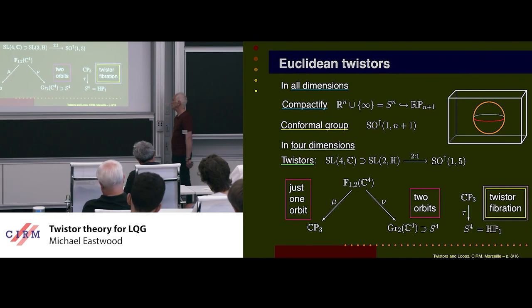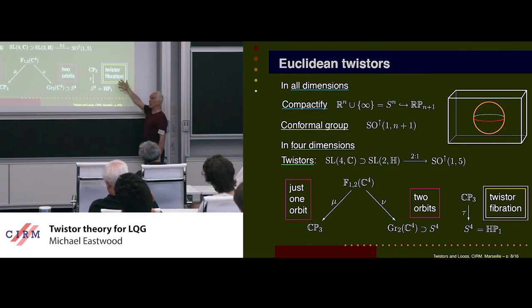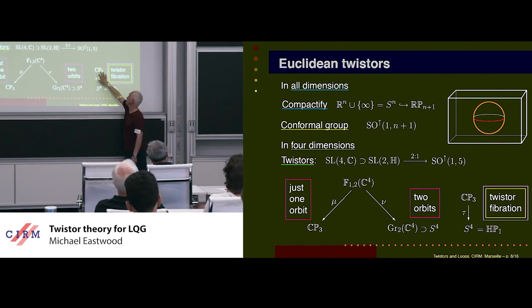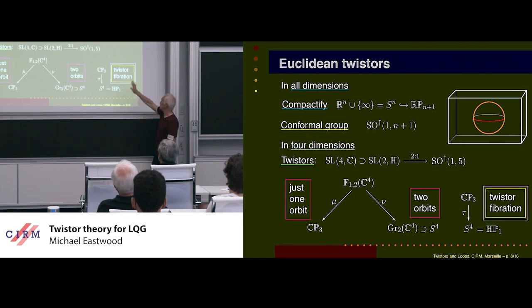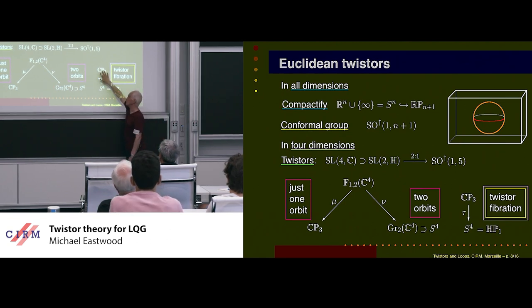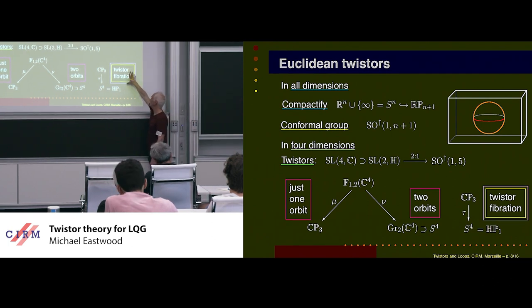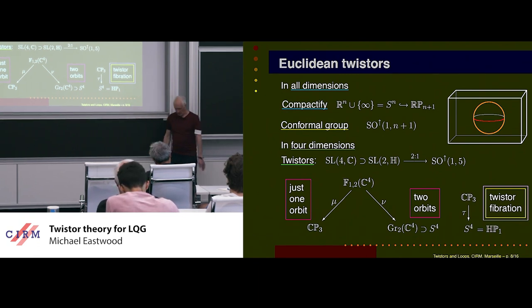Anyway, this has a name. It's called the twistor fibration. It's very much like the Hopf fibration, if you just lower the dimensions, from RP^3 down to the Riemann 2-sphere, except you've replaced real numbers by complex numbers and complex numbers by quaternions. Anyway, so this is the twistor fibration. This is the arena in which Euclidean twistor theory should happen.